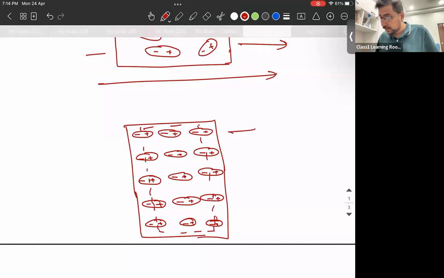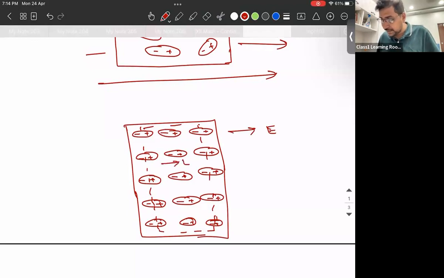Remember, there is an external electric field E existing here. And due to the end charges that are present, there will be an induced electric field appearing in exactly the opposite direction, such that when you calculate the net electric field, it comes out to be E plus negative of E induced, which is equal to a non-zero value.